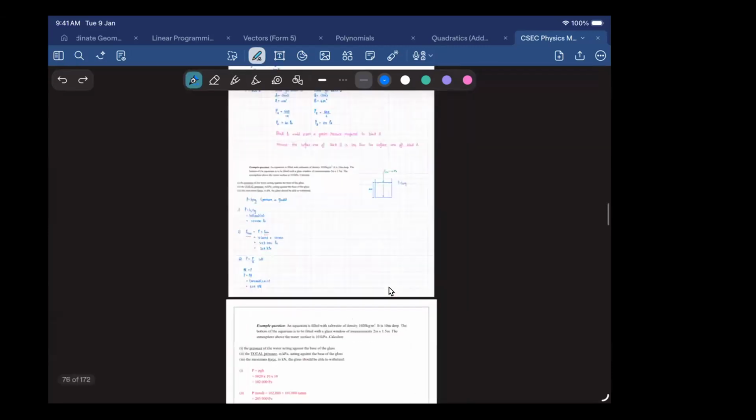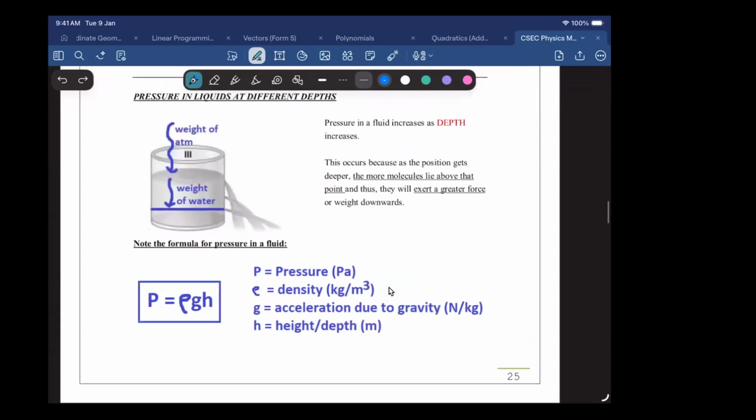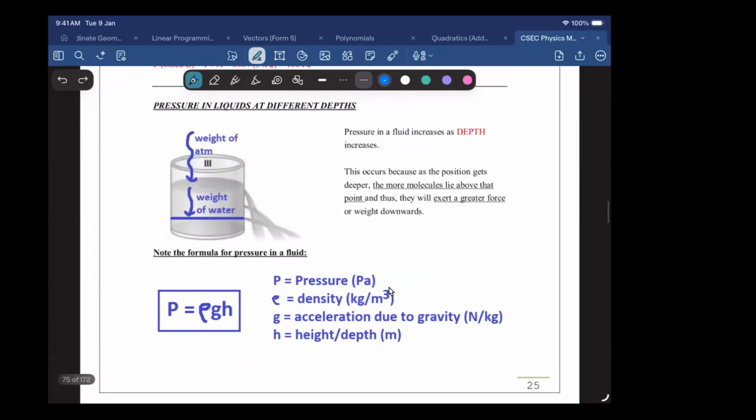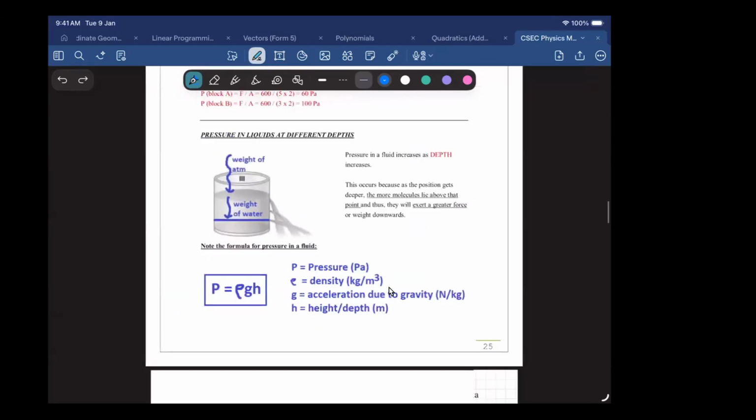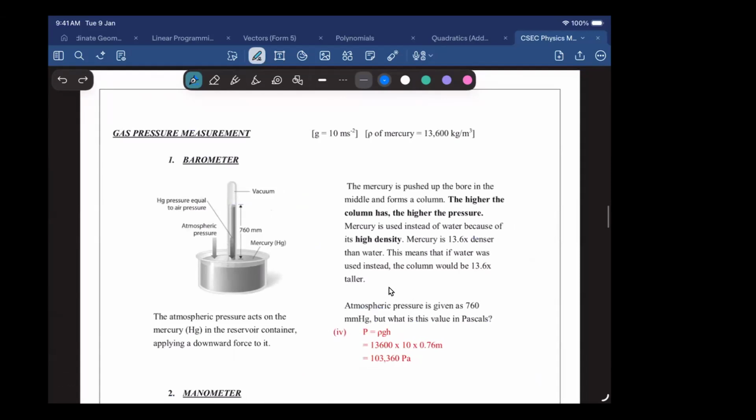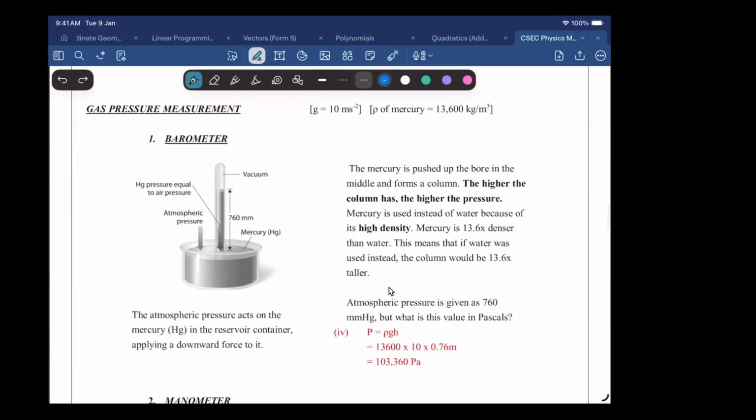All right. So we essentially covered the pressure in liquids, right? And you understand at different depths, the pressure would increase depending on how deep it is. Because if you are deeper, then there's going to be more vertical mass acting down on you, right? Gas pressure measurement. So barometer.